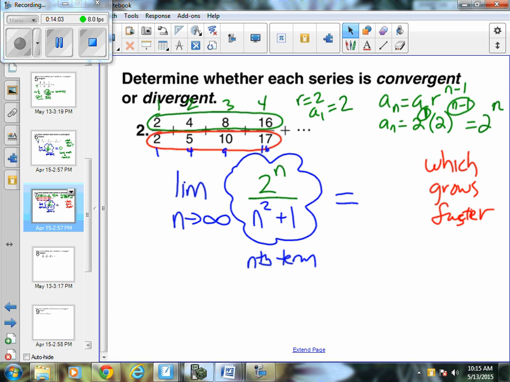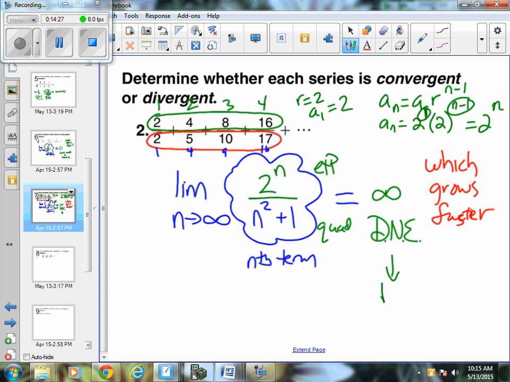So let's take a look. So you have an exponential on top, and you have a quadratic on the bottom. So which would grow faster? Well, the top for sure, because that's going to be timesing by 2, doubling each time. So you have faster growth on the top, which means this limit does not exist. It's going to grow faster on the top than it will on the bottom. So the limit does not exist. What that means is it is divergent.